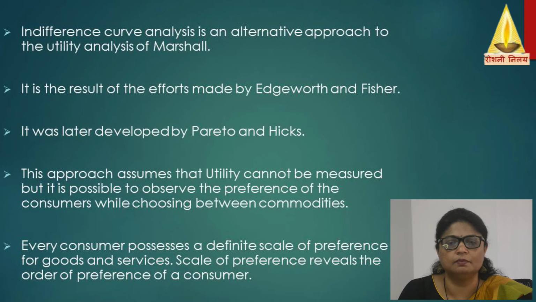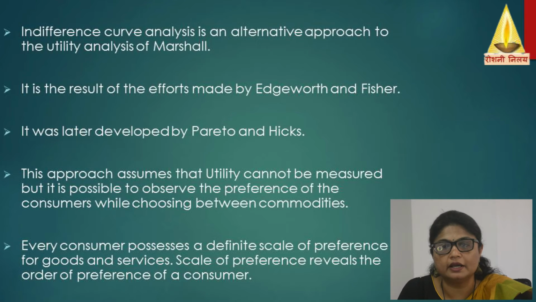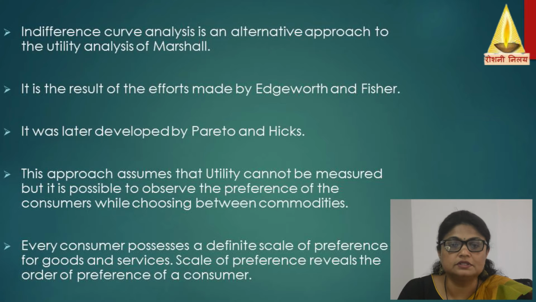Now, every consumer possesses a definite scale of preference for goods and services. Scale of preference means the order of preference of a consumer. Let us assume that a consumer has to make a choice when he goes to the market to buy fruits among apples, mangoes, bananas and oranges. He has a definite scale of preferences, the order of preferences according to his liking. This order is known as the scale of preference.